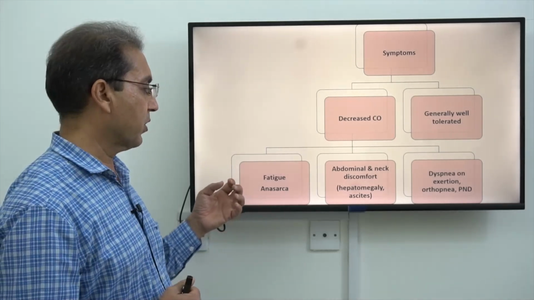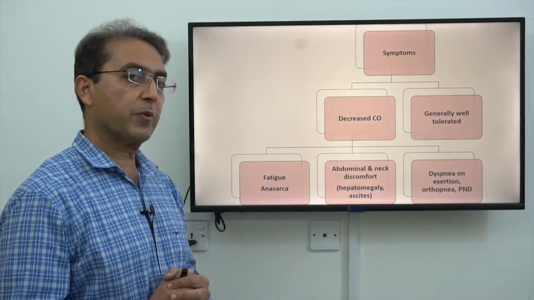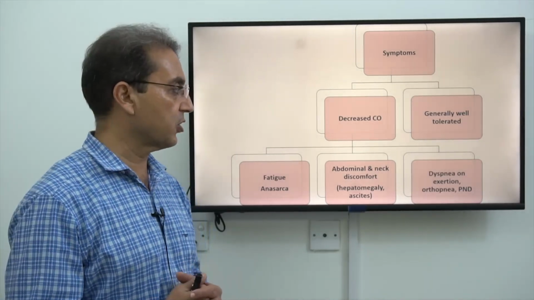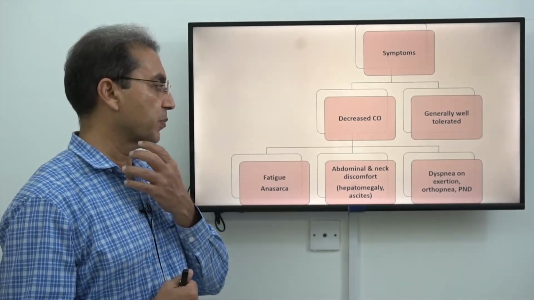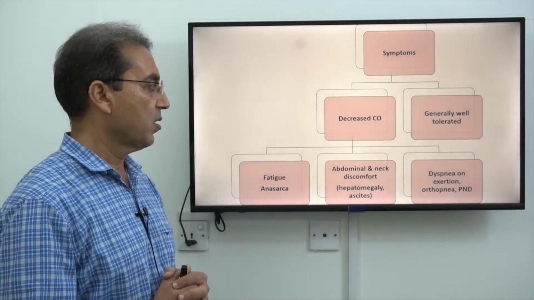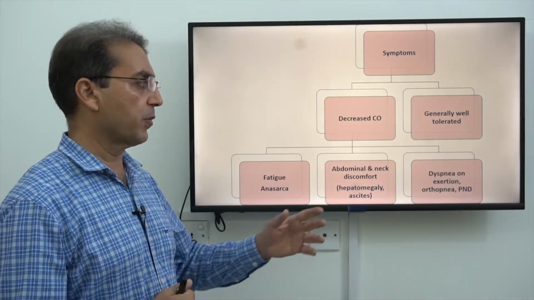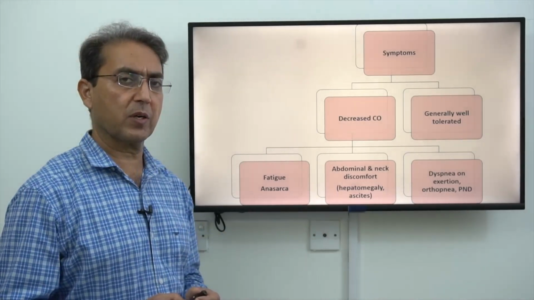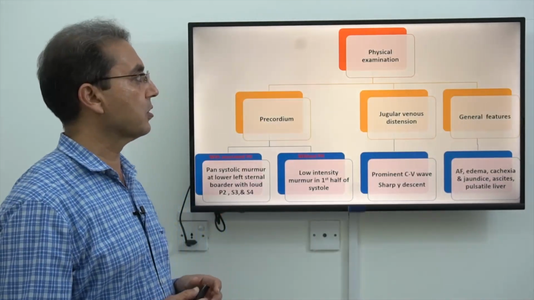pressure transmitted backward, patient may have anasarca. There may be abdominal discomfort because of the hepatomegaly. Patient may have abdominal distension because of the ascites. There may be neck discomfort in some patients because of the persistent distension in the neck veins, but only a very few patients report neck discomfort. There may be dyspnea on exertion. Patient may have orthopnea and PND, particularly if patient has associated other lesions.